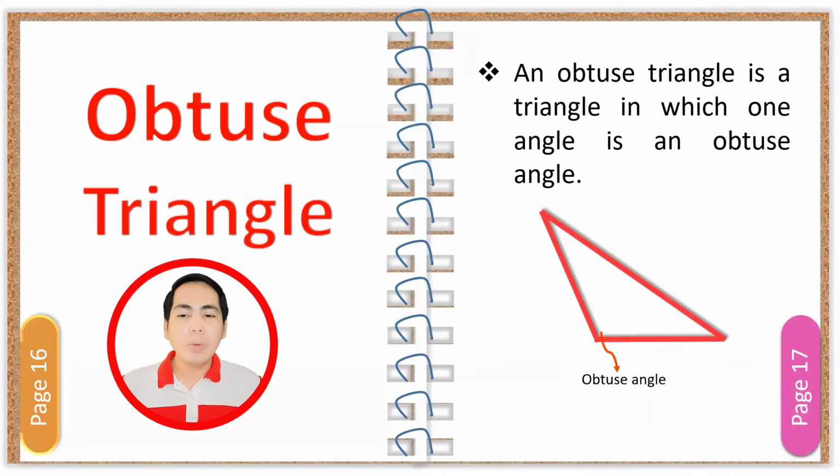And finally, we have the obtuse triangle. An obtuse triangle is a triangle in which one angle is an obtuse angle, while the other two angles are all acute angles. So in this case, this angle measures more than 90 degrees, while the other two angles are all acute angles, or angles that measure less than 90 degrees.